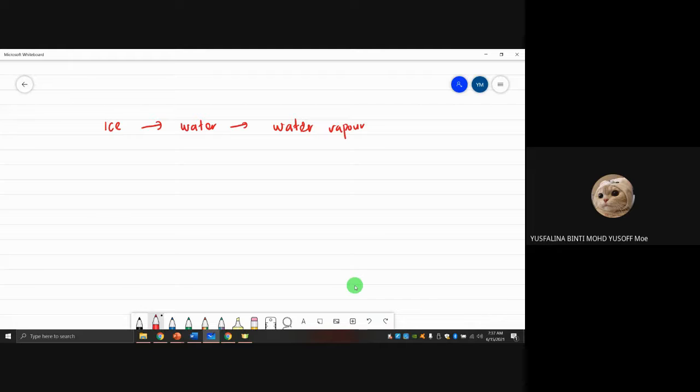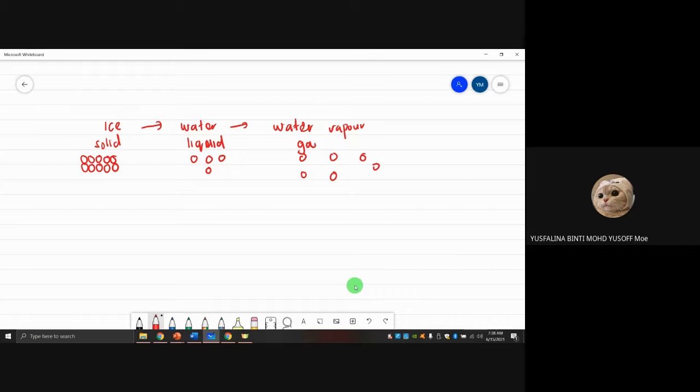Let's say this is the ice. You know ice is in solid form, and water is in liquid form, while water vapor is in gas form. I think you already know that in a solid, the arrangement of the molecules is very close to each other, while in a liquid they move freely and are further from each other, but in a gas they are much further than in a liquid. So the molecules move more freely than in a liquid.